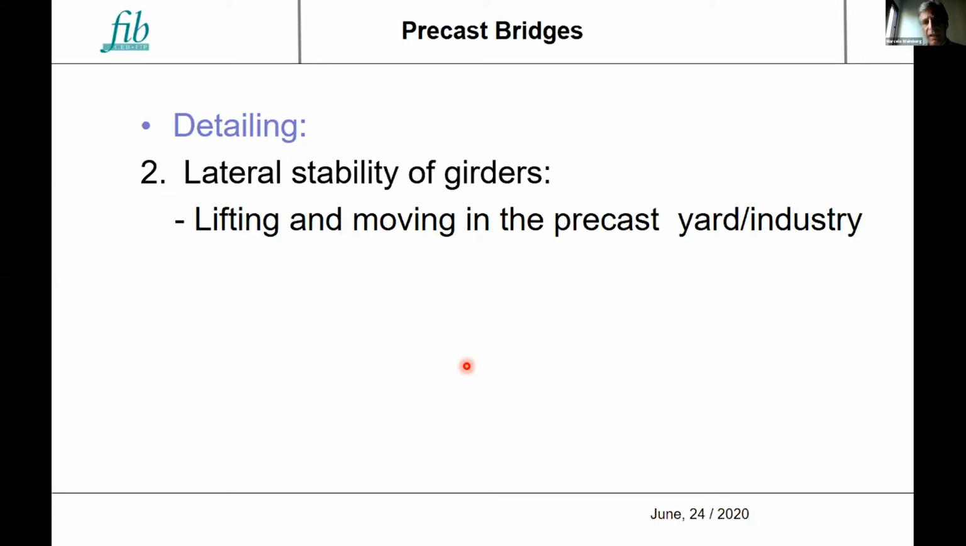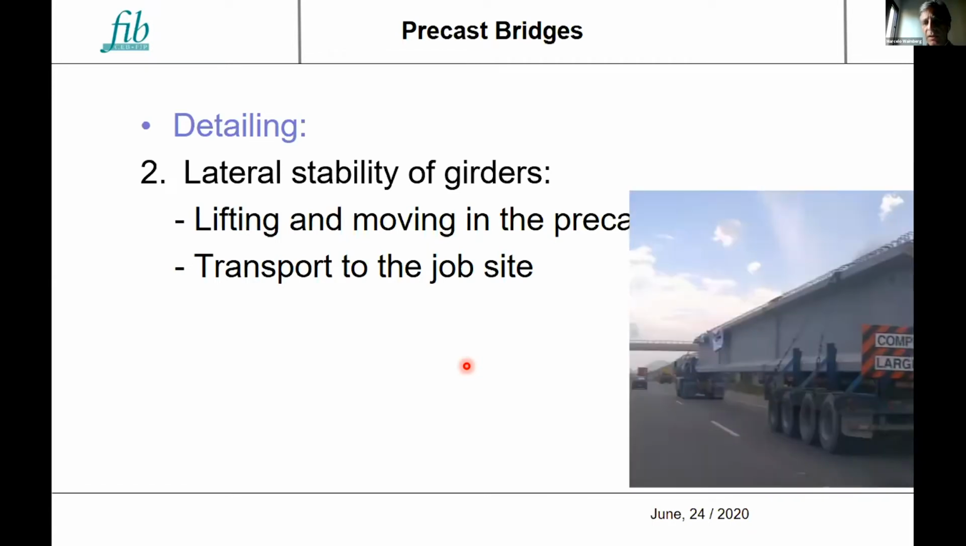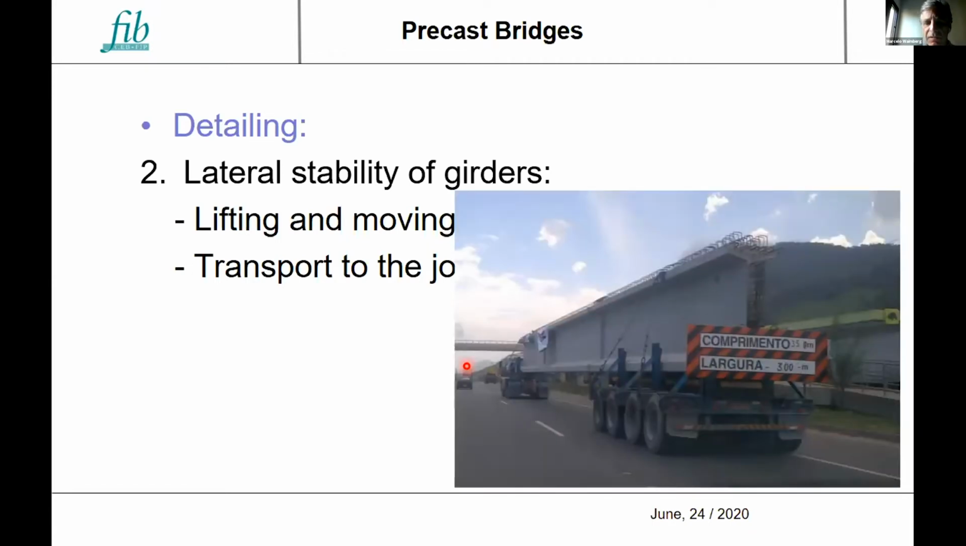and moving girders in the precast yard or in the industry yard, and when moving to the job site. This transportation is an operation that depends on each country's regulation, but it's always a point of attention, like transporting these 30-meter, sometimes 40-meter long girders. This is an example of a 35-meter long girder.